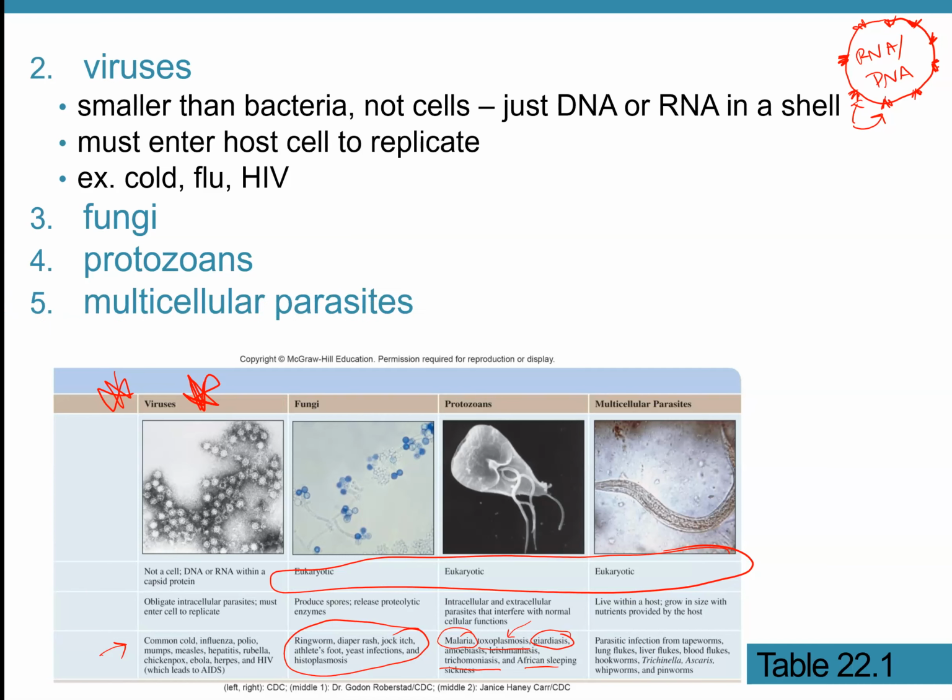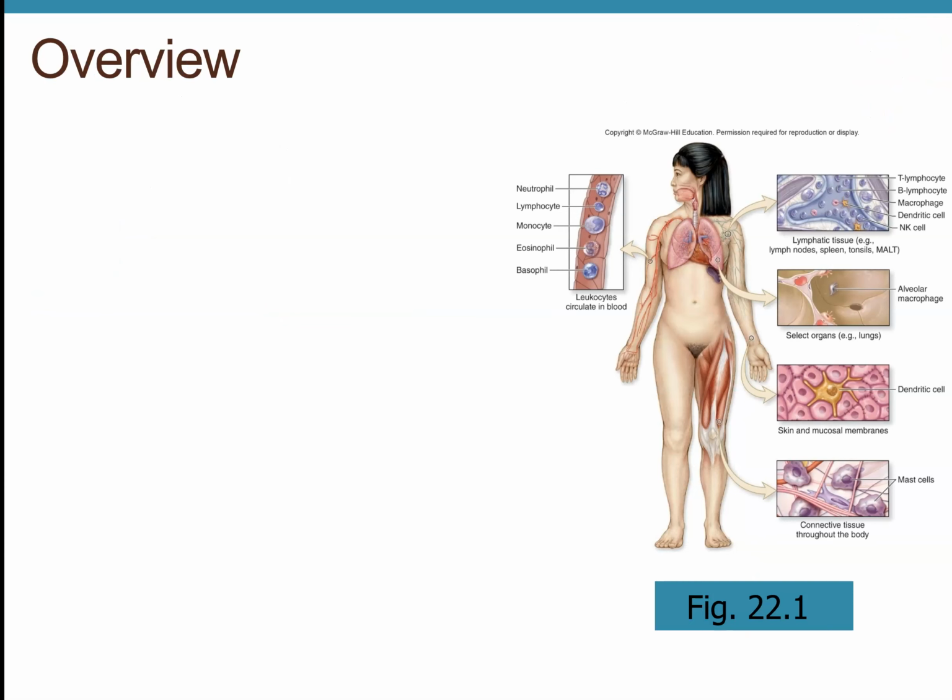And then multicellular parasites. So this would be things like parasitic worms, tapeworms, blood flukes, hookworms, whipworms, pinworms, all those types of worm infections. So those are more than one cell big and microscopic, but they can actually grow to macroscopic once they're adults. All right, so those are some different classes or categories of pathogens.